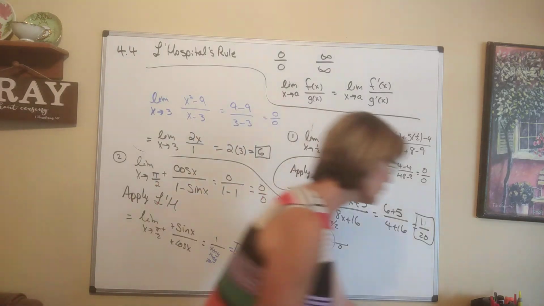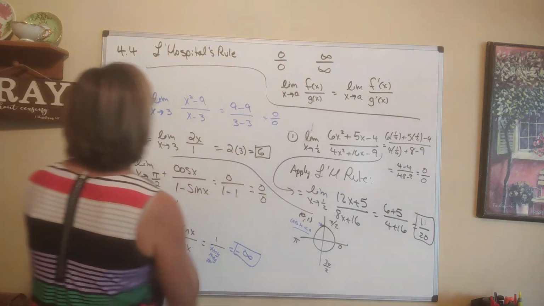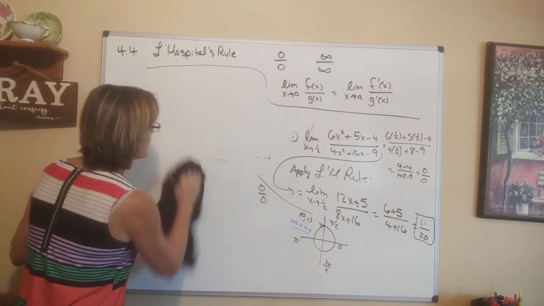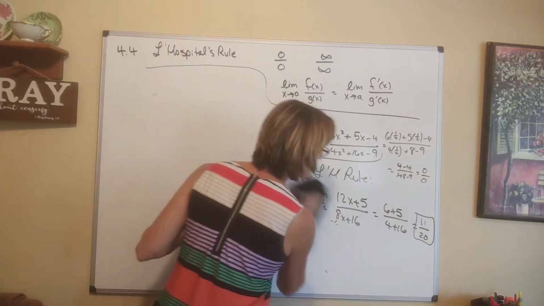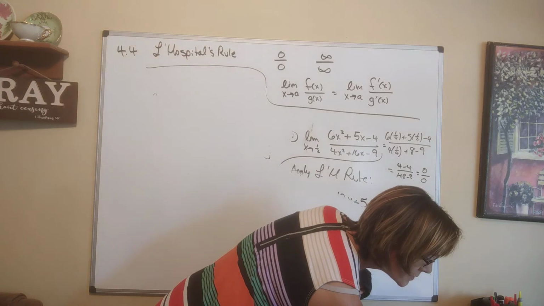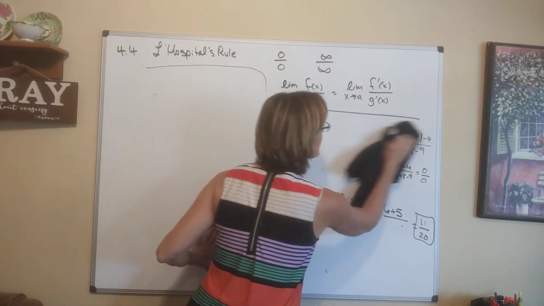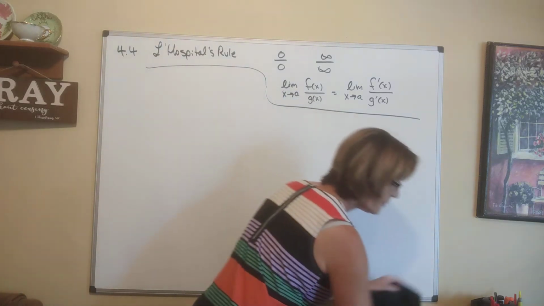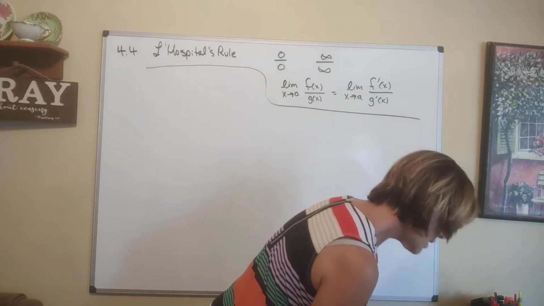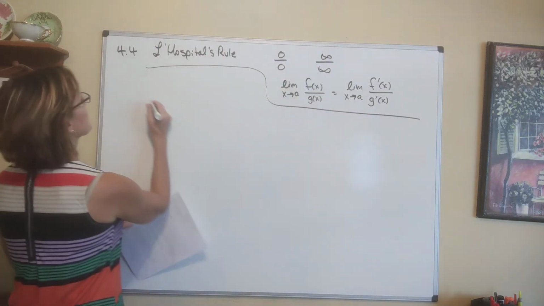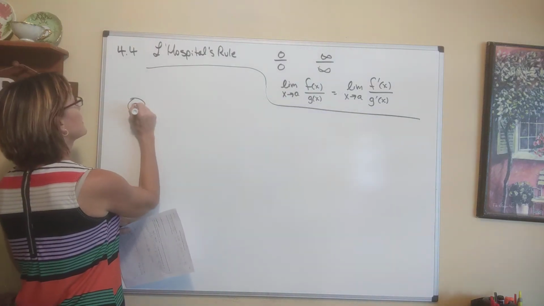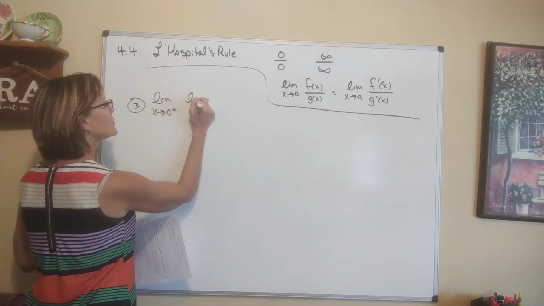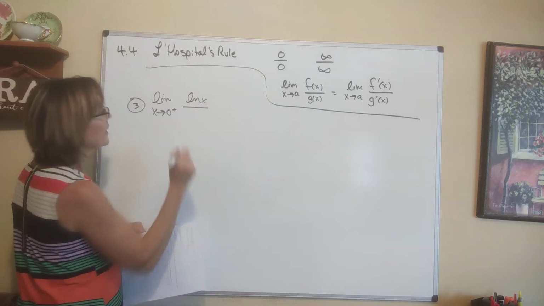All right, let's do example number 3. It says this: find the limit as x goes to 0 from the right. Okay, it's another one-sided limit. The limit as x goes to 0 from the right, and now we have a logarithm. Okay, that's no problem. Number 3, the limit as x approaches 0 from the right of the natural log of x over x.